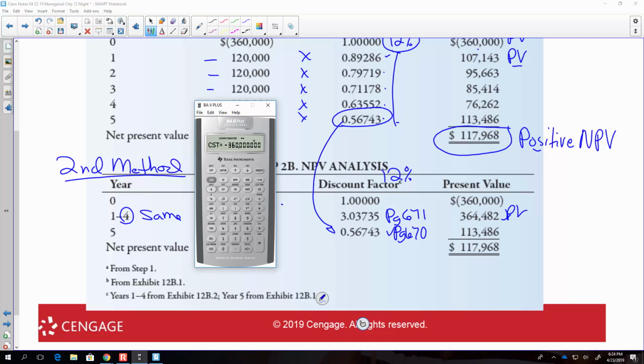Is that cost, not cash flow, right? Well, it's cash out. 360 being spent. Then upper right corner is a down arrow.